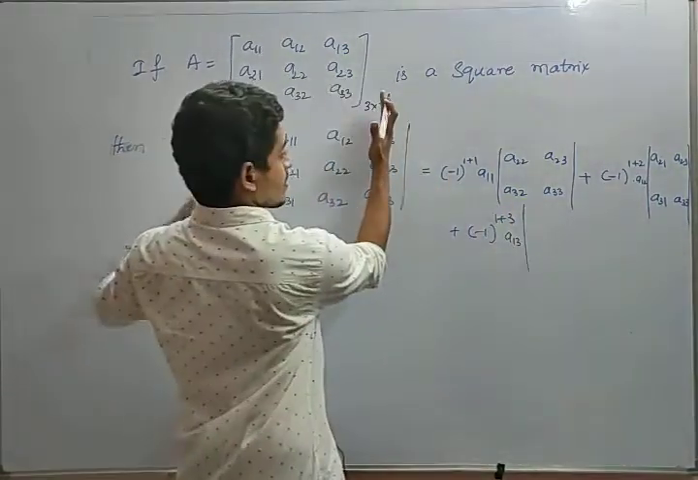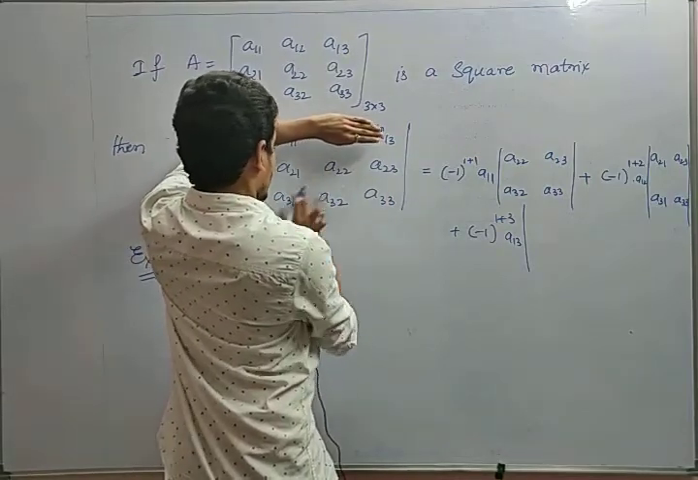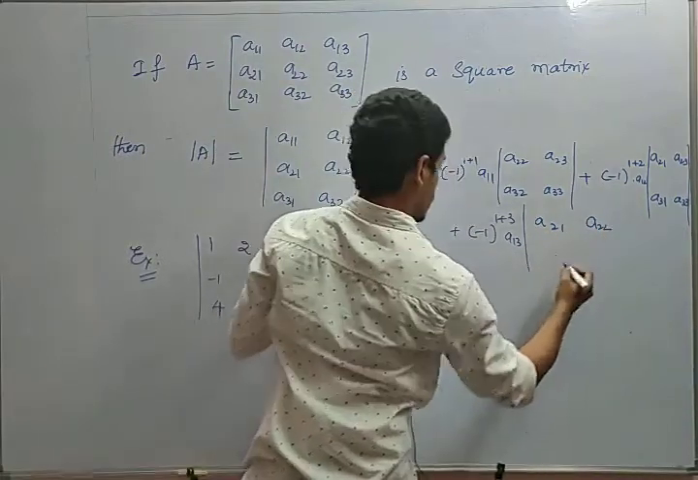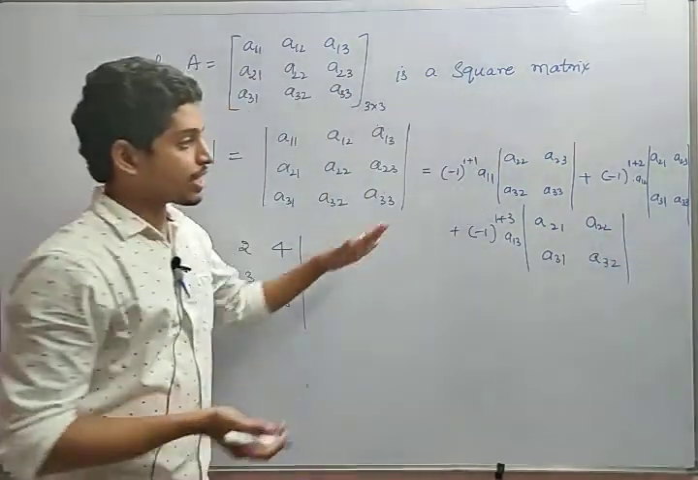Now by closing this column and this row, what will we get? A21, A22, A31 and A32. So this is the general procedure.